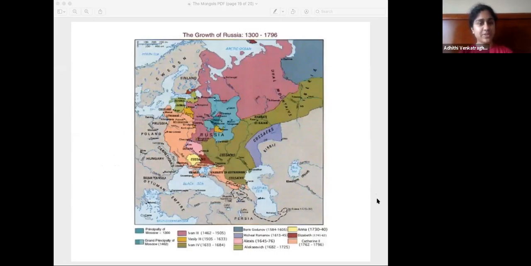The growth of Russia from 1300 to 1796, you can see this is a map. They've got everything mapped out over here: the Principality of Moscow, the Grand Principality of Moscow, and then all the rulers, Queen Anna, Elizabeth, Catherine II, Boris Godunov, Romanov, Alexievich, Ivan IV, Vasily III, and Ivan III. This color code is quite a complex map. You don't need to know all of this. It's just to give you a general idea of how much was controlled by the Mongols, the Empire of Russia. You can also see here they've got the Cossacks. Then the Ottoman Empire, you can see that stretching in there.